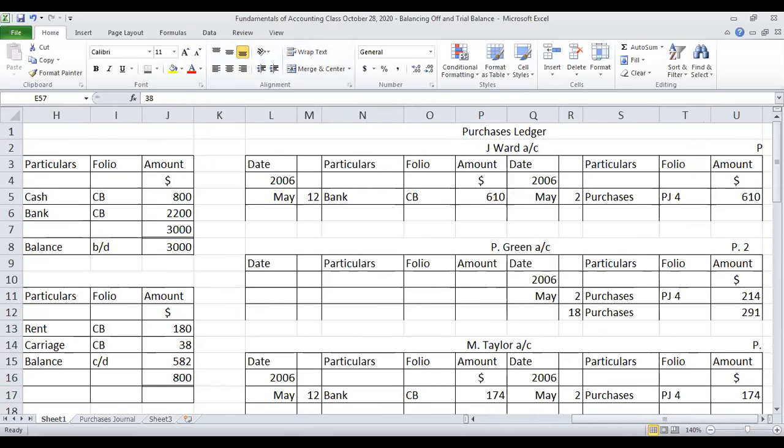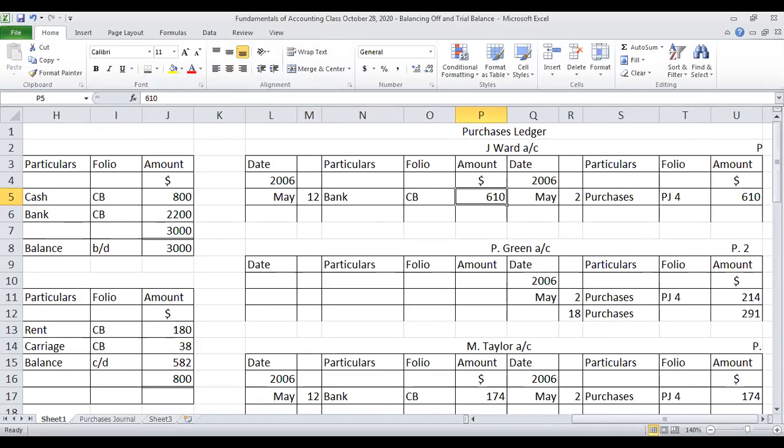So the balance of the accounts in the purchase ledger now. Now, for J Ward, no need to do anything much. Just simply draw a double line, and that's it. So in this case, this account has a zero balance. So J Ward would not go into your trial balance. All right, P Green now.